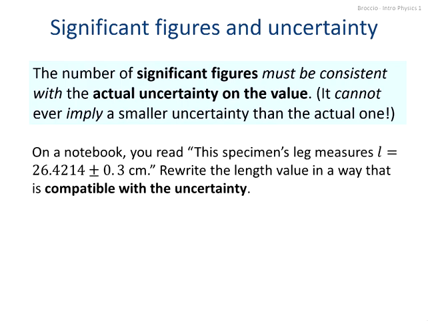Here's an example. On a notebook, you read, the specimen's leg measures 26.4214 plus minus 0.3 centimeters. Rewrite the length value in a way that is compatible with the uncertainty. From this example, we can see that the number of significant figures to keep in the value is not equal to the number of significant figures in the uncertainty, but rather the significant figures go up to the decimal position of the leading figure in the uncertainty, which is the first non-zero digit. In this case, that is the first decimal place.